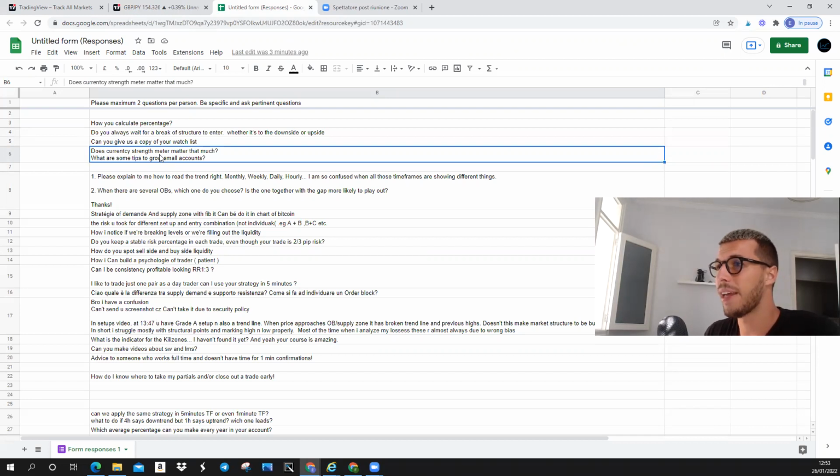Trading is not about making more percentage with small accounts. It's about making good percentages, but not huge, with bigger accounts. So funding challenges are good.